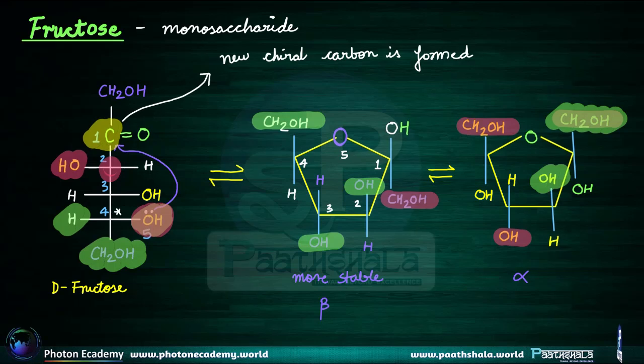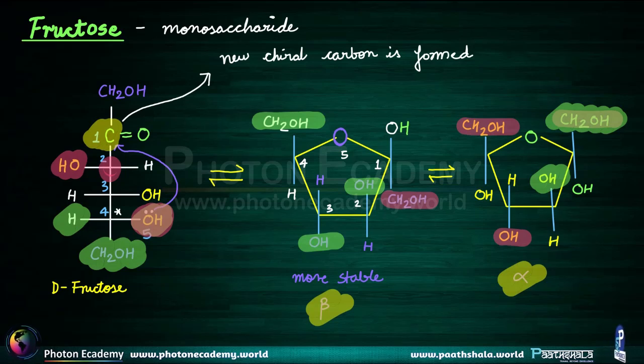So what we learned here is how to differentiate between the beta and the alpha form: the positioning of this OH and the CH2OH group, if they are trans to each other, we call it the beta form. If they are cis to each other, we call it the alpha form.